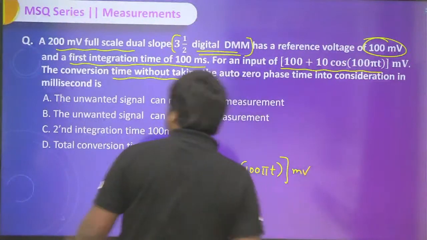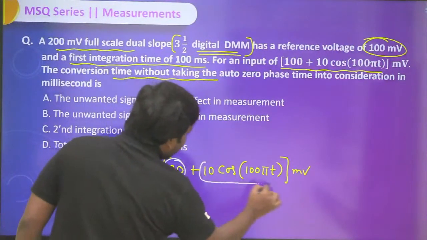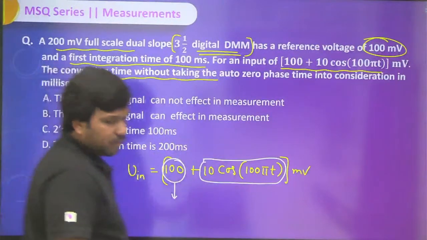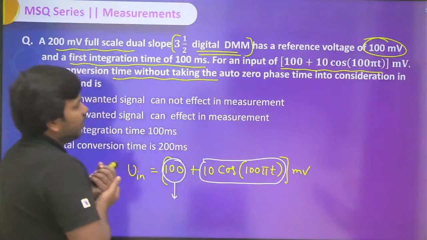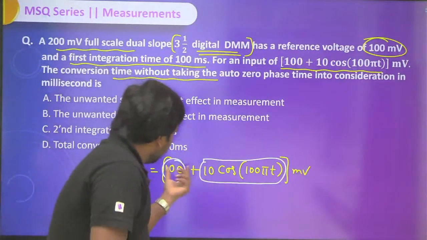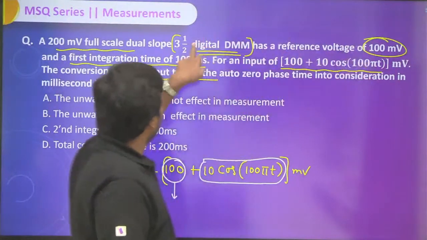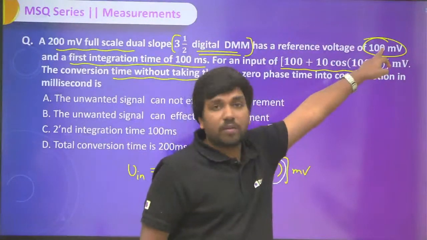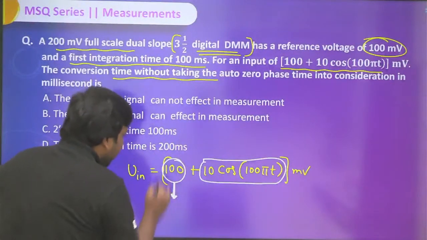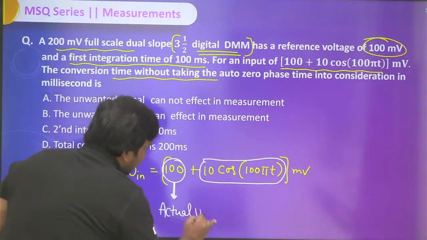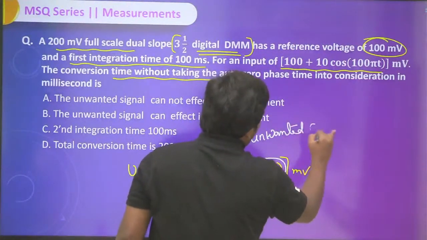Now I would like to tell you, maybe the actual analog voltage is this. This is the actual voltage. However, this is the unwanted voltage. This sinusoidal component present here is usually considered an unwanted component in the regular voltage, right? Now you may ask, sir, how do you know that this is the unwanted voltage? Because this DC voltage can be measured. The reference voltage is given as 100 millivolt, and this is a dual slope DMM. So when the reference voltage is DC, you can only measure the DC quantity. Therefore, I can say this is the regular DC actual value of the input, and this is the unwanted component.